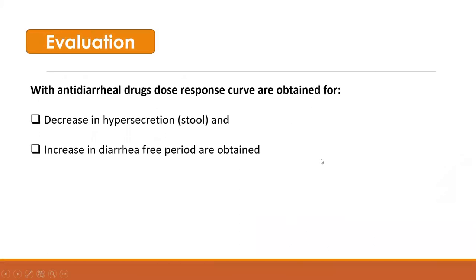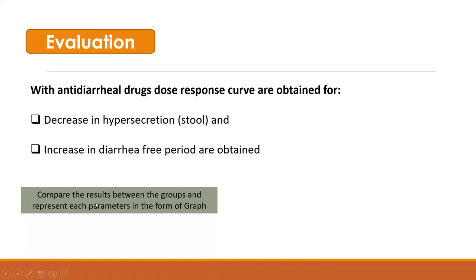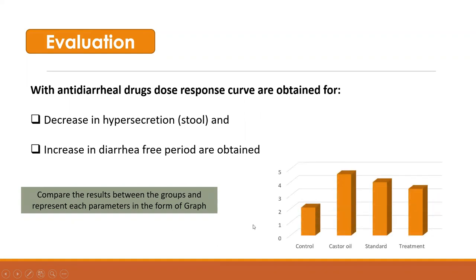Then the evaluation of these parameters is carried out. With an anti-diarrheal drug, dose response curves are obtained for decrease in hypersecretion of stool. The number or frequency of stools is going to decrease if the drug has anti-diarrheal activity, and the diarrhea free period increases if the drug has good anti-diarrheal activity. Apart from that, compare the results between the different groups and represent the parameters in the form of a graph for easy understanding.